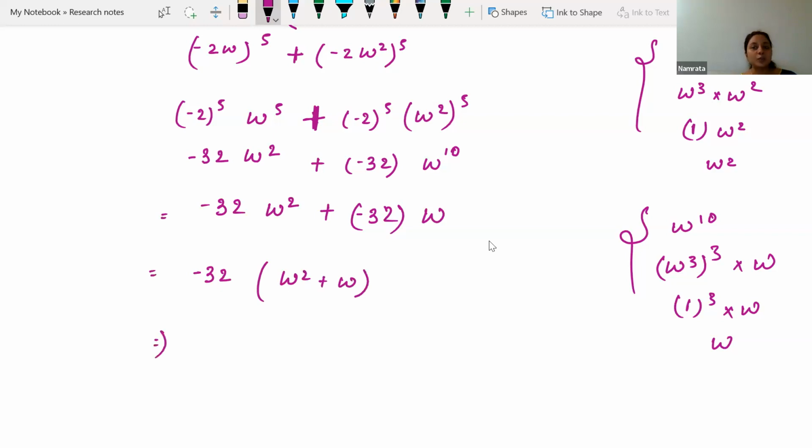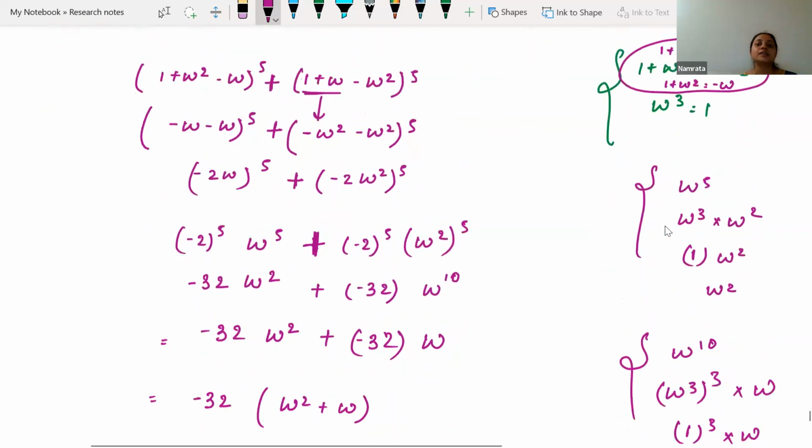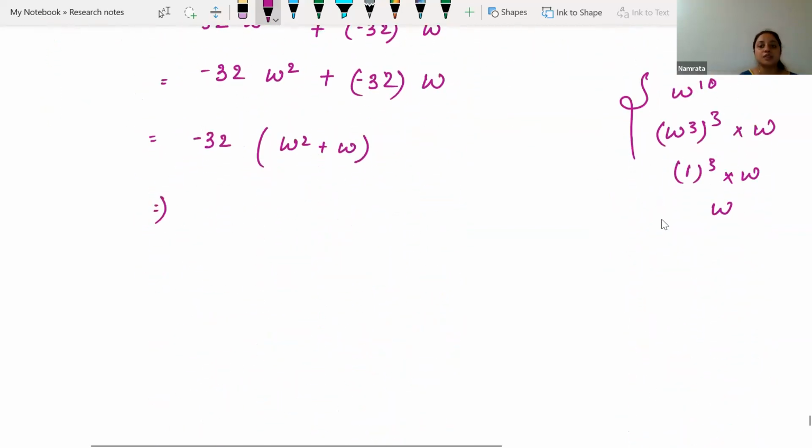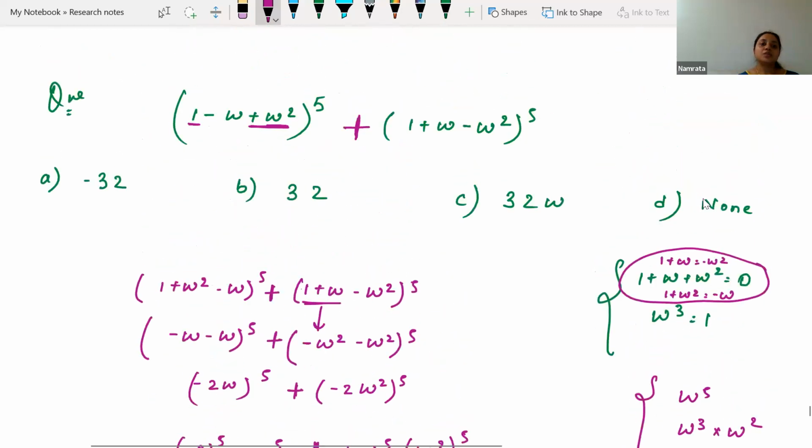Why are we not taking omega common? We don't have to, because we have one relation that says 1 plus omega plus omega square is 0. So that's why we have kept omega and omega square together, so that omega plus omega square will be minus 1, right? Yes, ma'am. Minus 32 into minus 1 became plus 32. So let's check. Plus 32 is the answer.